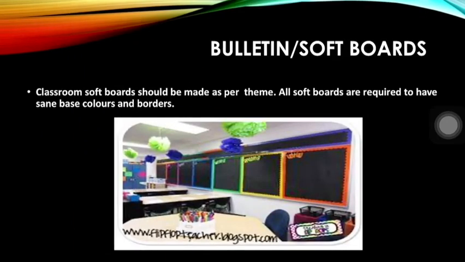Now, a very important thing, softboards or bulletin boards. While making softboards, the first thing you have to do is to set a theme. What theme you want to set for your class, and you have to set the same base for all the softboards. They should not be pink, purple, green, orange, mustard. No, not at all. They should follow the theme. See how nice they are all looking because they are as per theme.